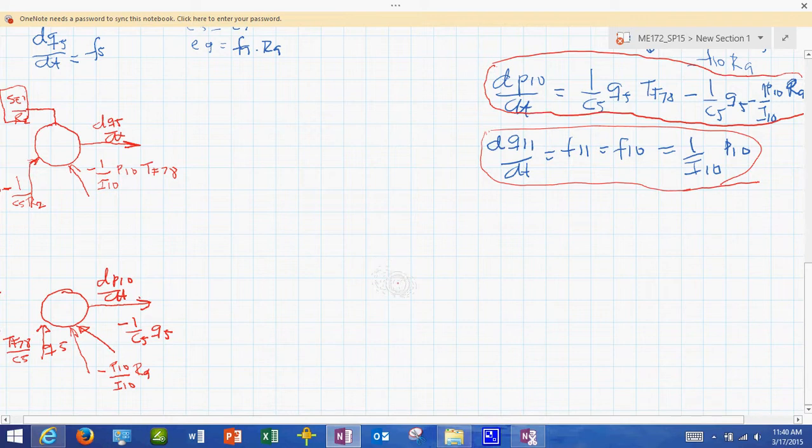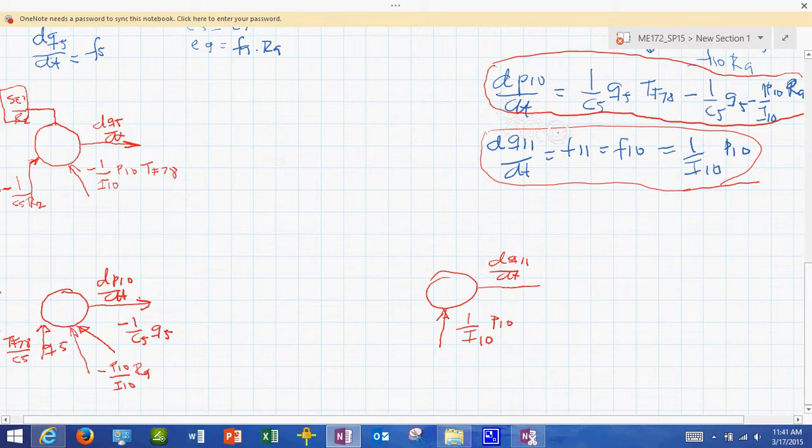I think this one is easy. I'm just going to put it right here. This one is an easy one. This is dq11 dt, and it has only one input, which is 1 over I sub 10 p sub 10.